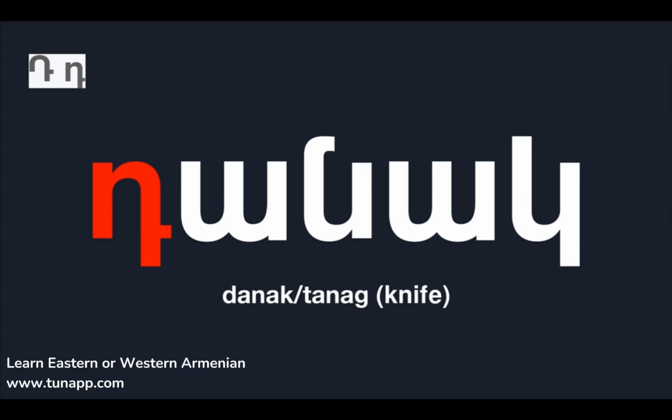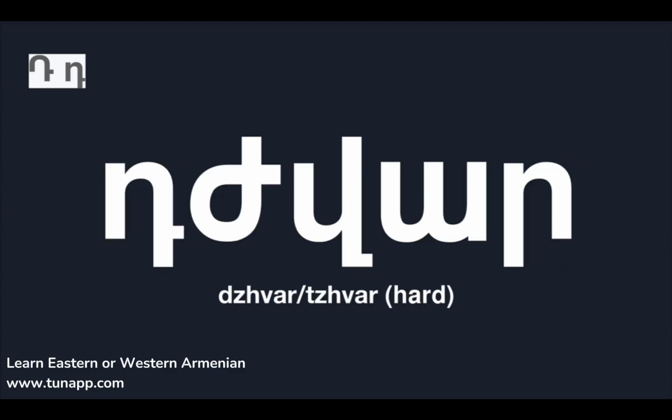Can you see any other letters that you recognize? A, D or T, A, N, A, G or K. Danak, tanag. Let's look at dujvar or tujvar. Where's the D or T in this word? That's it, right at the beginning. And can you see A as well while we're here? A. Dujvar, tujvar. Hard.